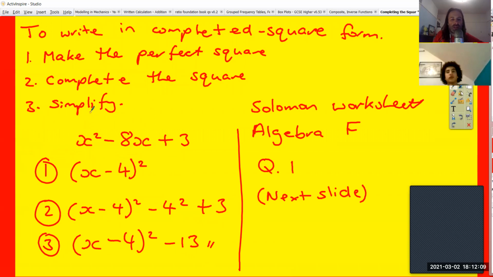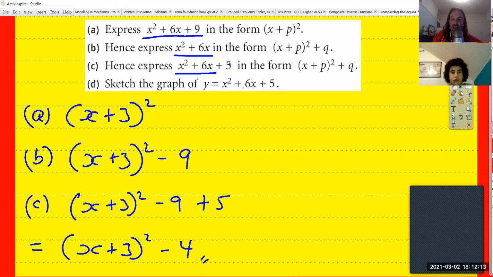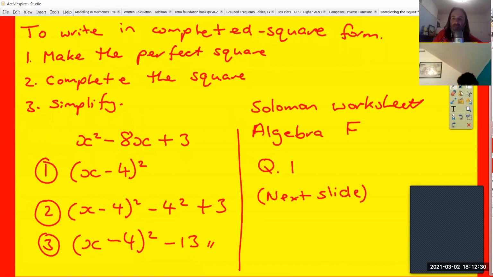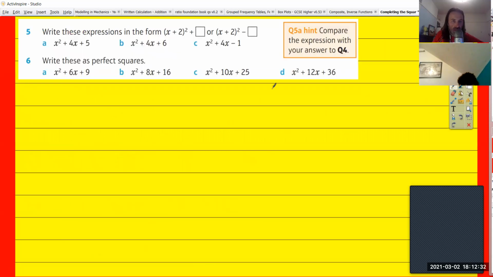So to complete the square, first you make the square and then you complete the square. This part here is called making the square. This one is make the square and then add on what you need, complete the square. That's where it comes from. Okay, let's try these. Write each in completed square form.